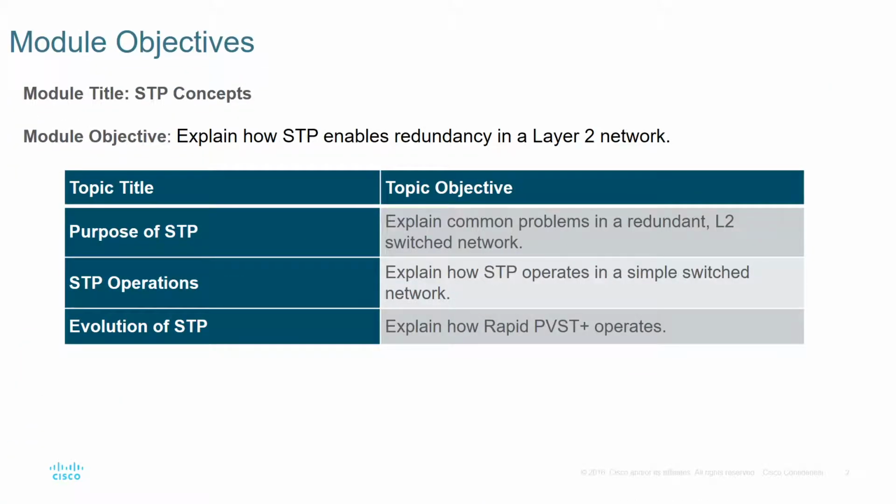So the module objectives for this week are to obviously look at Spanning Tree Protocol, explain how the Spanning Tree Protocol enables redundancy in a layer 2 network. We'll look at the purpose of Spanning Tree Protocol and explain common problems in a redundant layer 2 switch network. Look at operations and explain how Spanning Tree Protocol operates in a simple switch network. And we'll look at the evolution of Spanning Tree Protocol and explain how rapid PVST Plus operates.